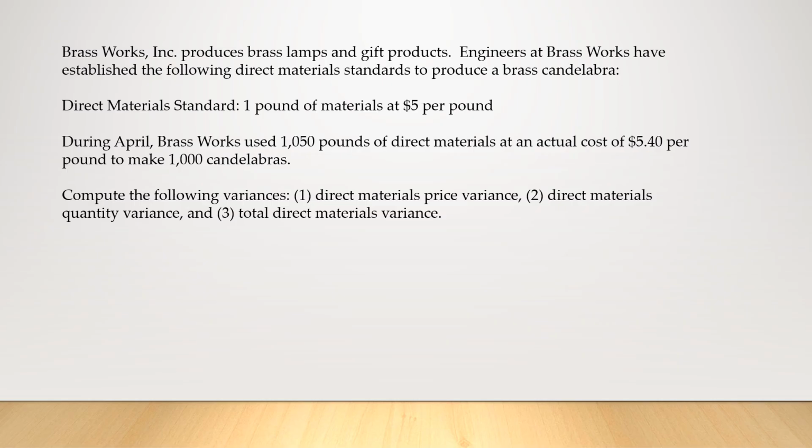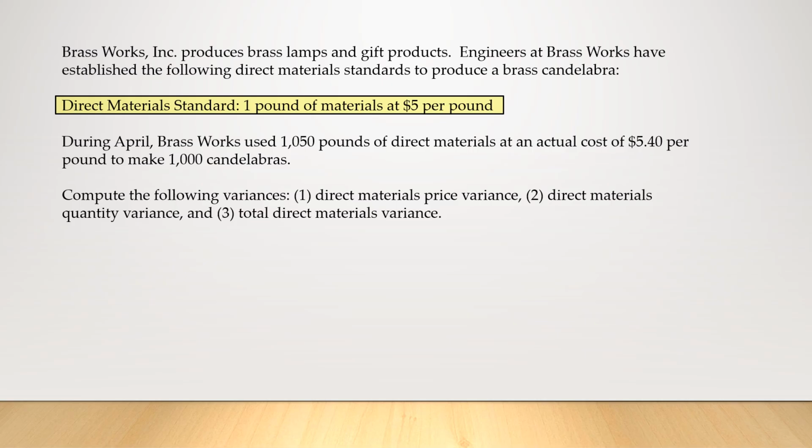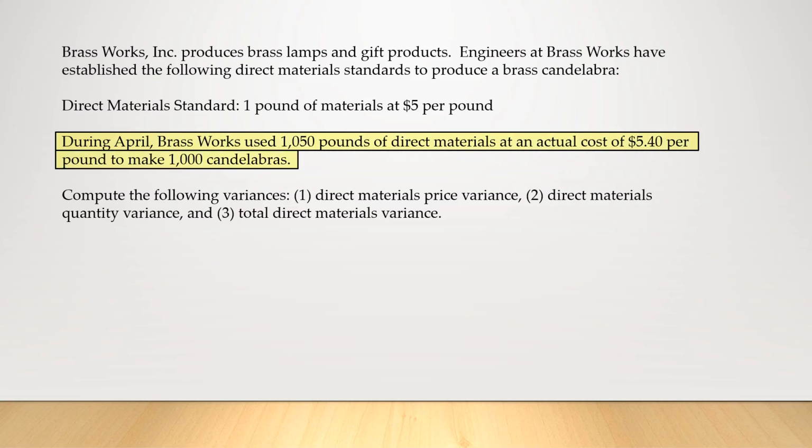Turn over to page 6 and let's calculate some variances. Brassworks Incorporated produces brass lamps and gift products. Engineers at Brassworks have established the following direct material standards to produce a brass candelabra. Direct material standard of 1 pound of materials at $5 per pound. During April, Brassworks used 1,050 pounds of direct materials at an actual cost of $5.40 per pound to make 1,000 candelabras.